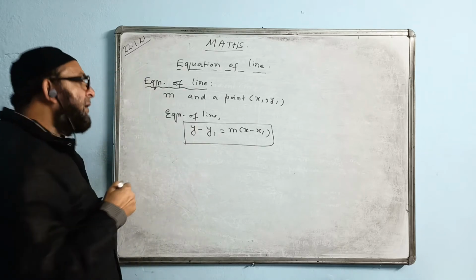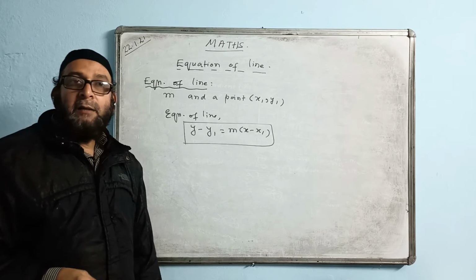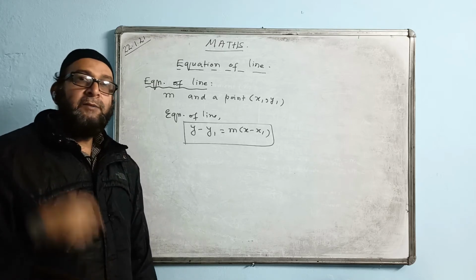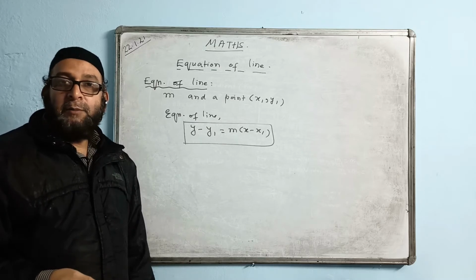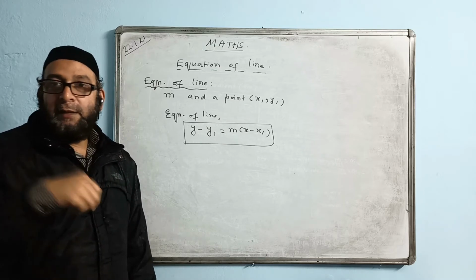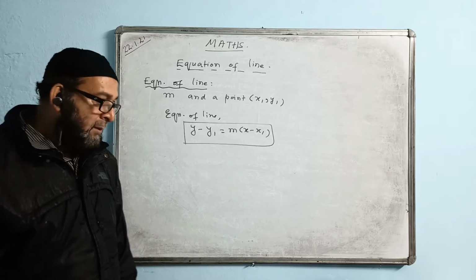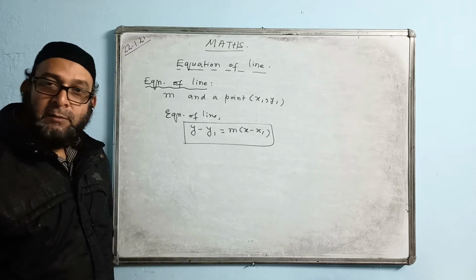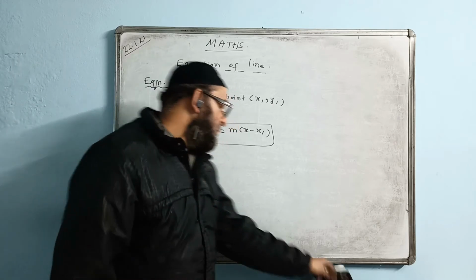This is the formula for finding the equation of a line. To find any kind of equation of a line, we need to know the slope m. And apart from m, what else do we need to know? At least one point x1, y1 through which the line passes. Then we can form the equation easily. Yes? Any doubts? Okay.